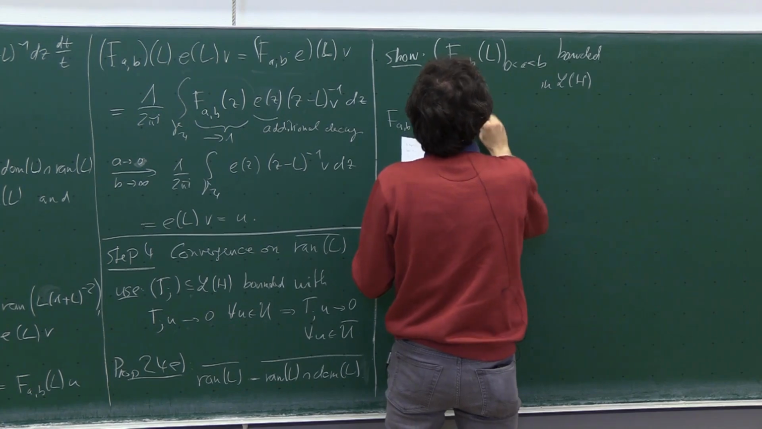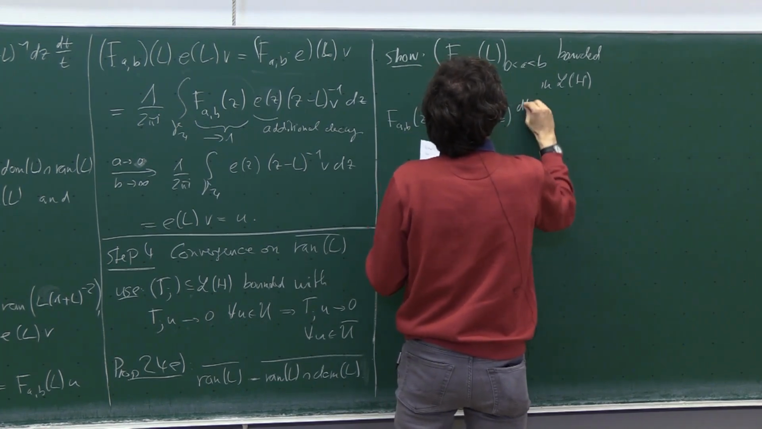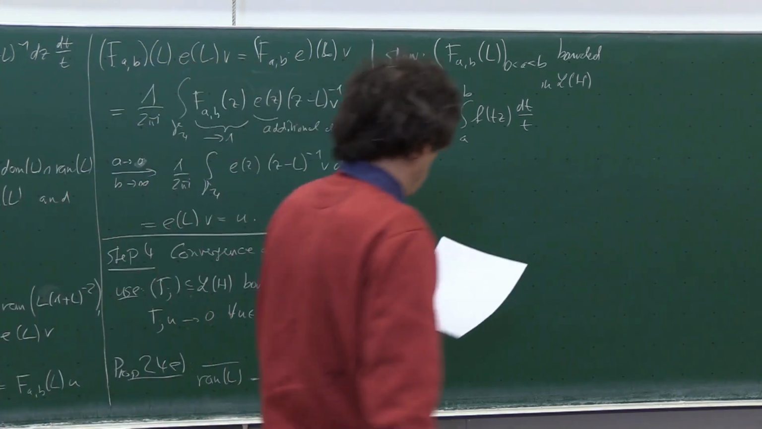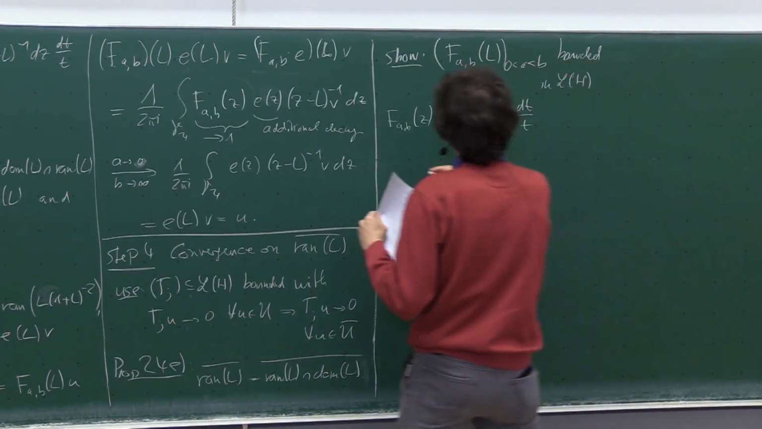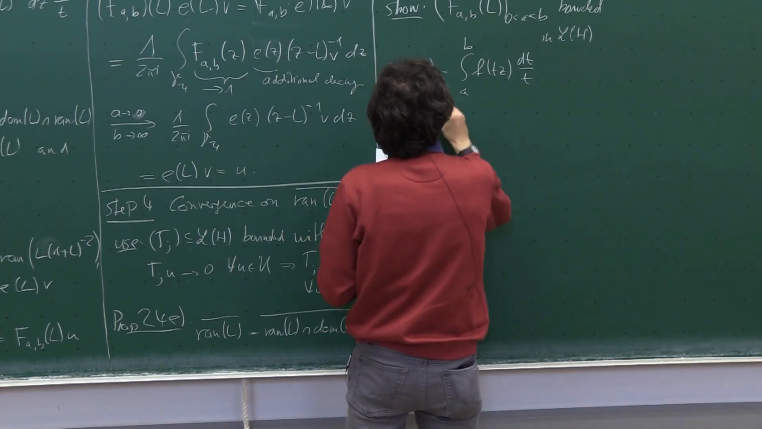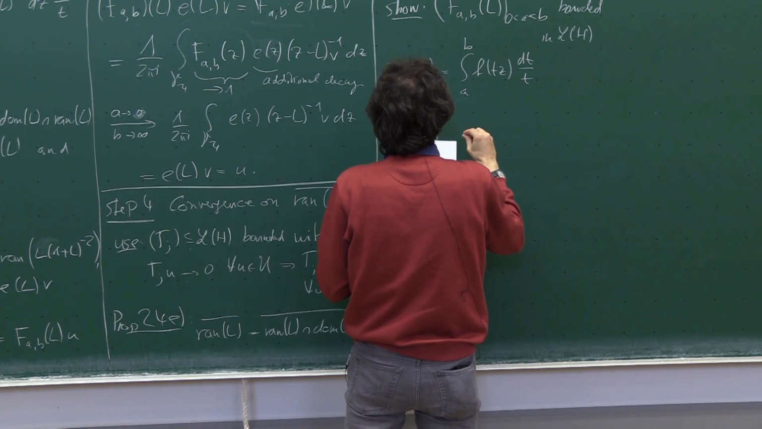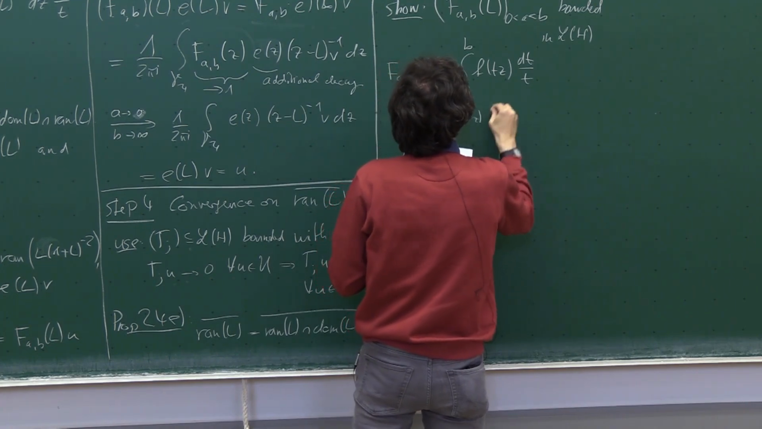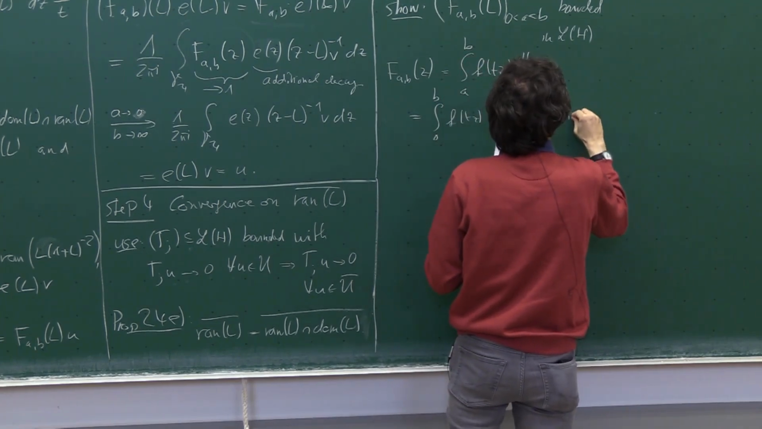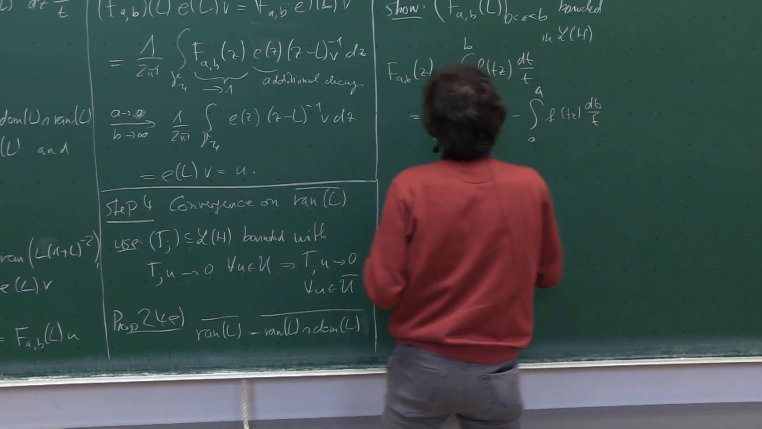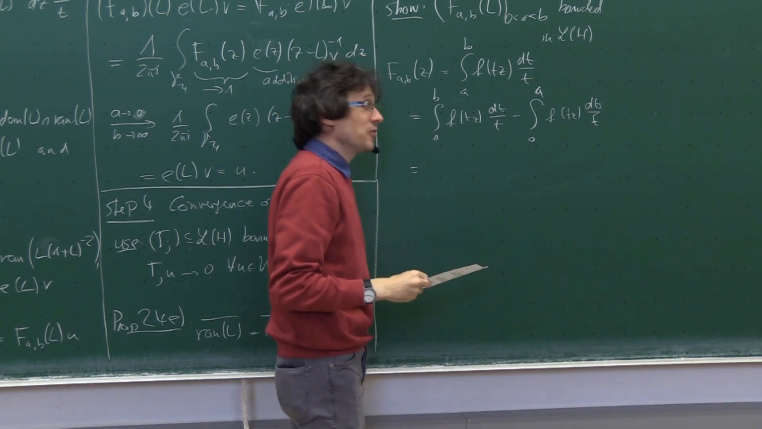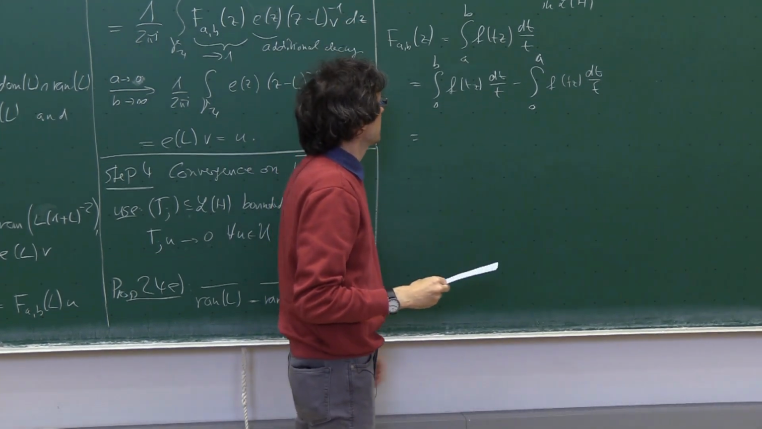This function, by definition of F_{a,b}, is the integral of f(tz) with respect to Haar measure. As I said, we will decompose this into two parts. It can be written as an integral from 0 to b of f(tz) dt over t, minus the corresponding integral from 0 to a. Now what I can do is take the a and b out of the limits of the integral and into the functions.